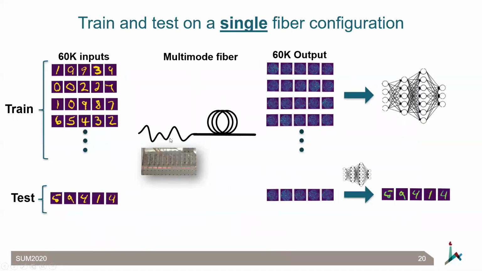So first we started with one fiber configuration. We just sent a random set of voltages to the fiber piano and kept it fixed. And then, over this one fixed configuration, we trained the network with something like 60,000 inputs. We record 60,000 speckle images, send them in, and use those input-output pairs to train our network.